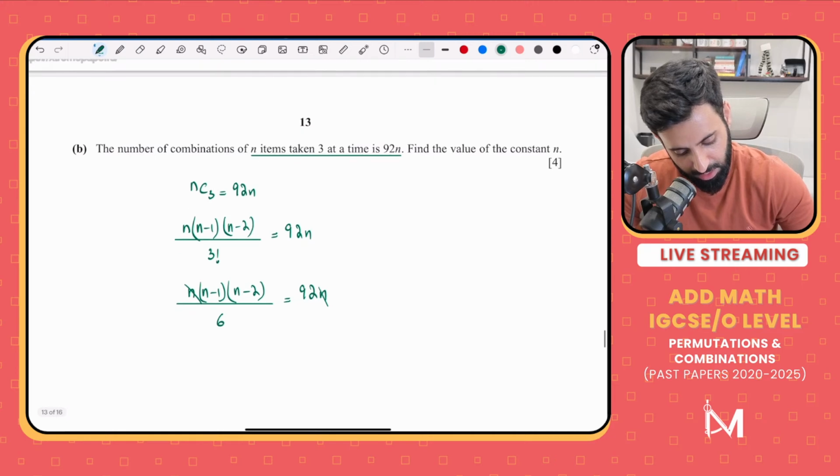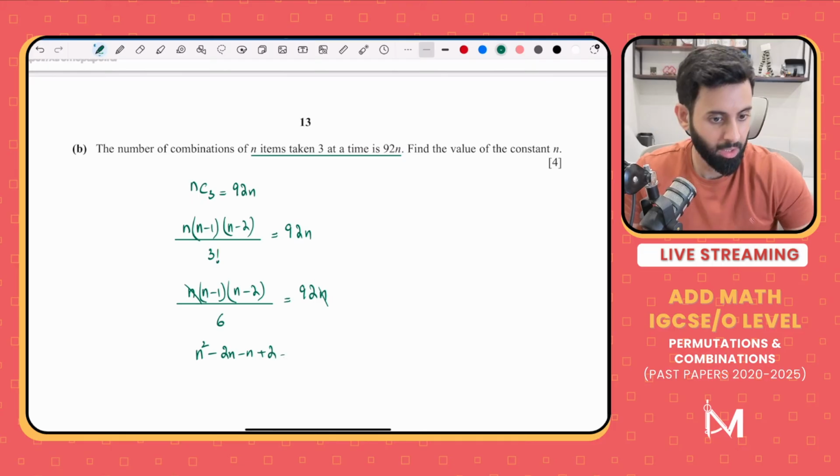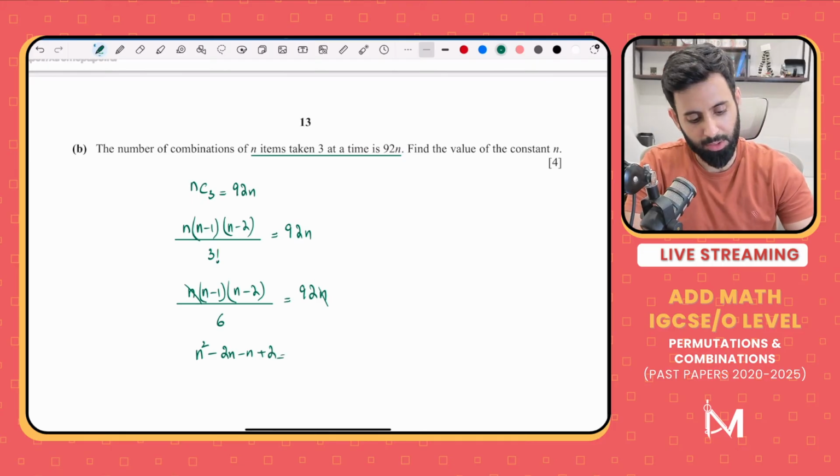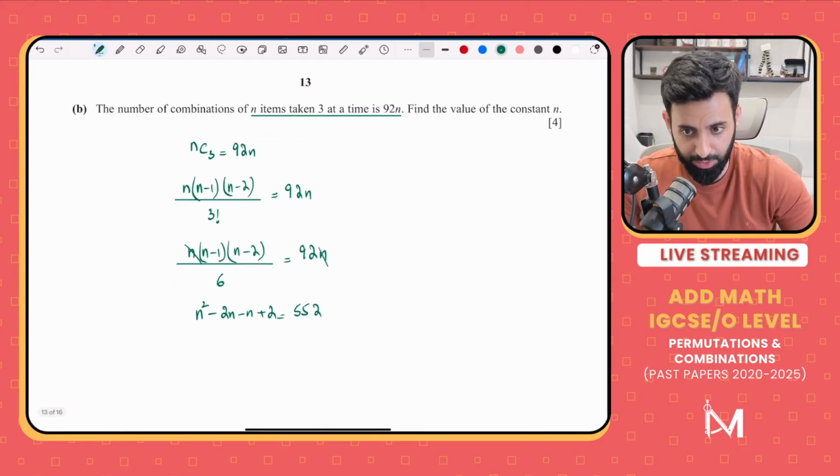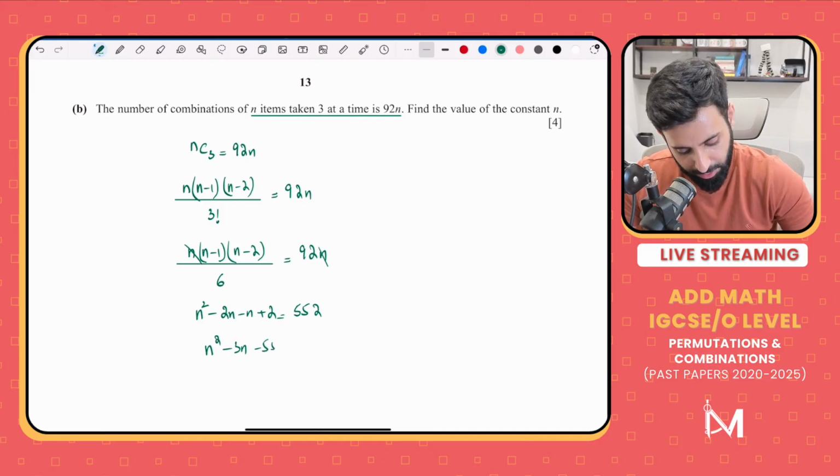n and n cancel. Now let's expand this. So we have n squared minus 2n minus n plus 2 is equal to 92 times 6. Let's see what that's equal to. That's equal to 552. Okay, let's move all the terms to the left-hand side. So we get n squared minus 3n minus 550 equals 0.